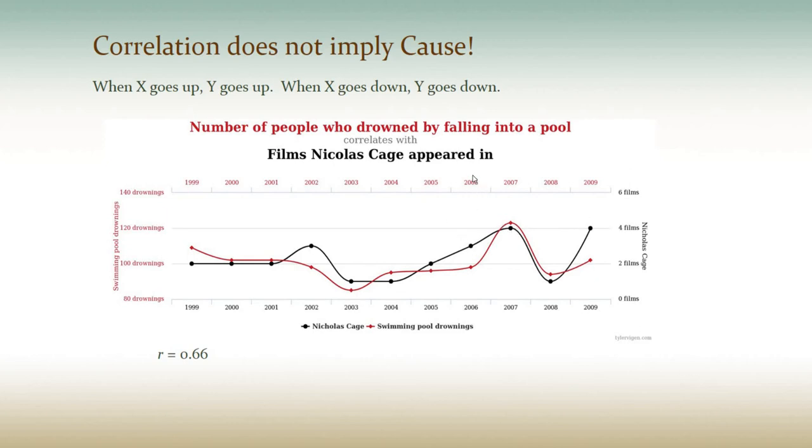It doesn't mean there's any cause going on here. Obviously, Nicolas Cage appearing in films didn't cause people to fall into pools and drown, and vice versa. So this can happen in various ways. It could be just random, or there could be something moving these two values together that has nothing to do with the relationship between them.